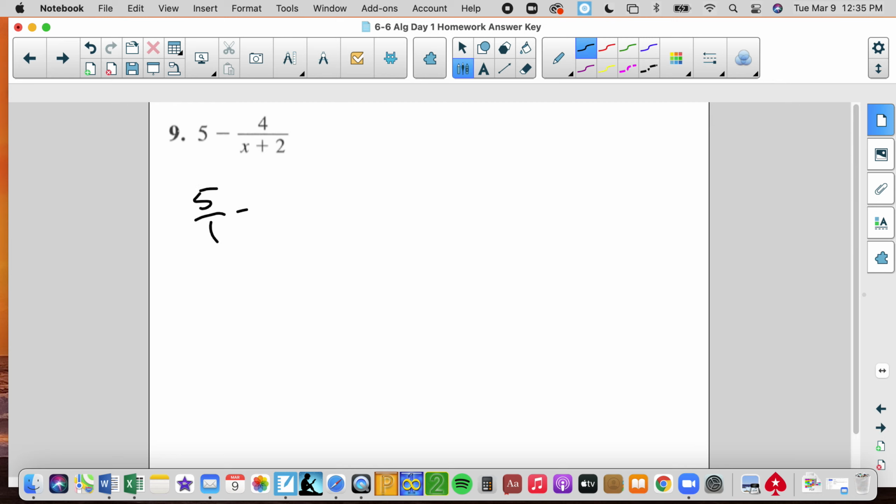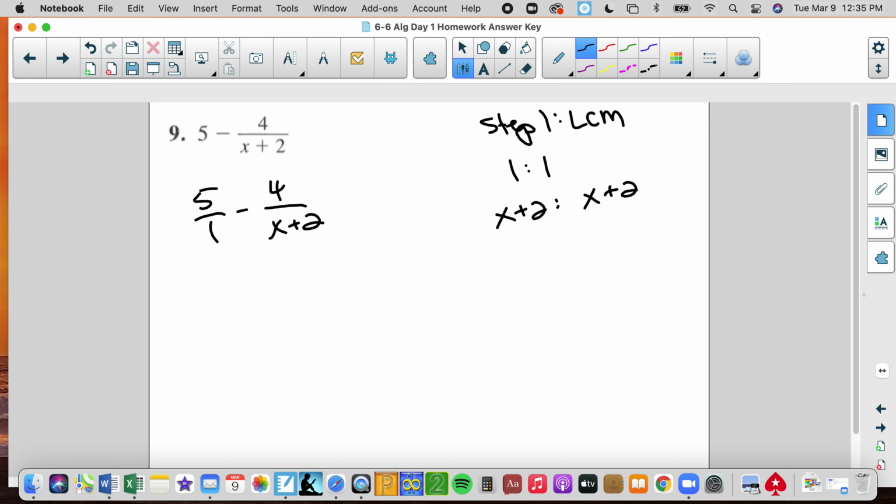5 over 1 minus 4 over x plus 2. So let's go back to step 1, LCM. The prime factorization of 1 is 1. We're looking at our denominators. Prime factorization of x plus 2 is x plus 2.